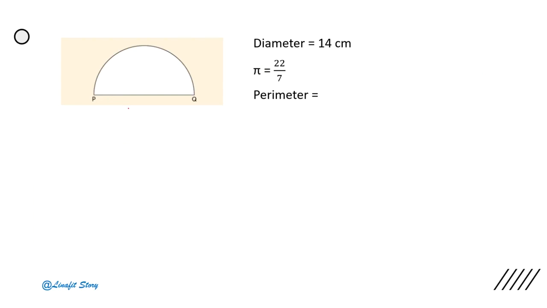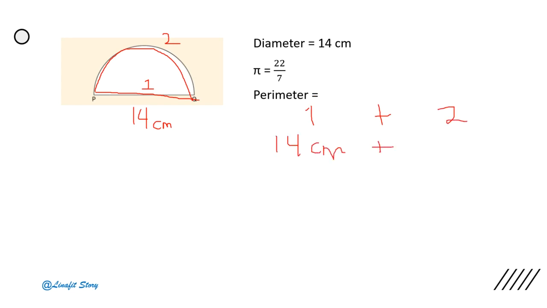The diameter of a circle is 14 cm. If pi equals 22 out of 7, find its perimeter. So you should find the length of number 1, the straight line, plus the length of number 2, the semicircle. So the length of number 1 is 14 cm.